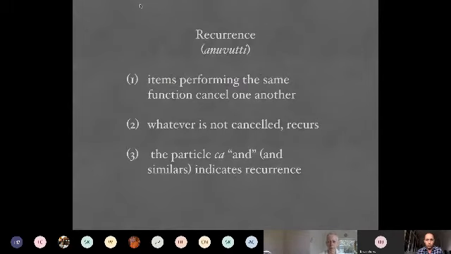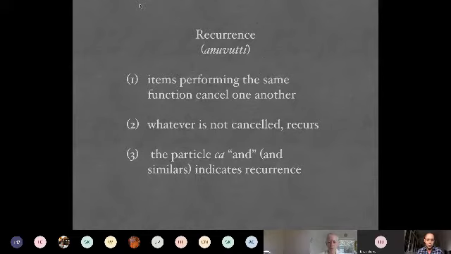If we would have to put this mechanism into a sort of rule of thumb, or the basic 3 rules that are all combined, it would be something like this. Items performing the same function cancel one another. This is the first principle. So when you have a series of rules, if there are items performing the same function in the sentence, they cancel one another. And most important, rule number 2: whatever is not cancelled recurs. So if something is not denied, it still recurs. It has to be read again.